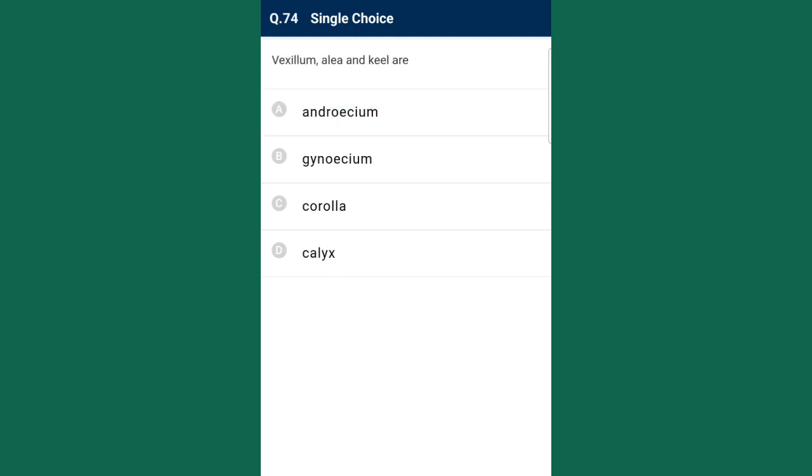Question number 74. Vexillum, alae and keel. Vexillum is a type of aestivation seen in the family Fabaceae. There are 5 petals. The odd petal that is largest, posterior and outermost is called vexillum, also called standard. It covers 2 wing petals, called alae, which in turn cover 2 small fused petals called keel petals, or carinae. So the answer is option C.